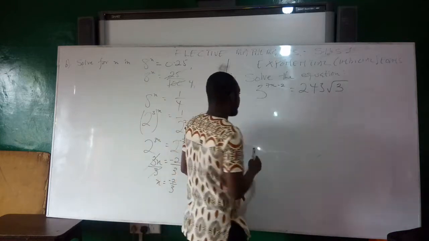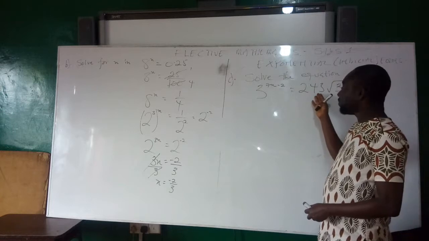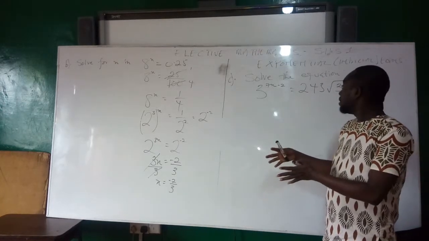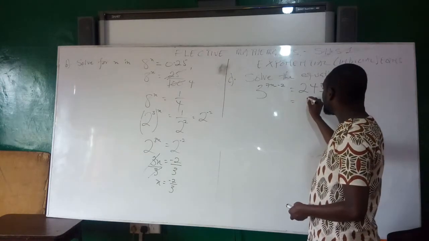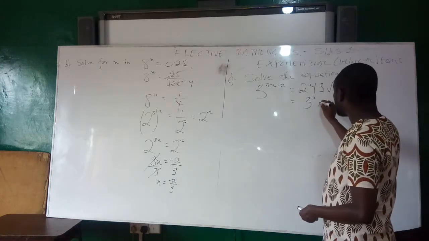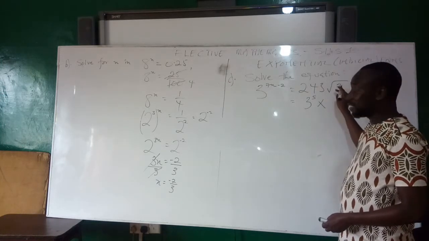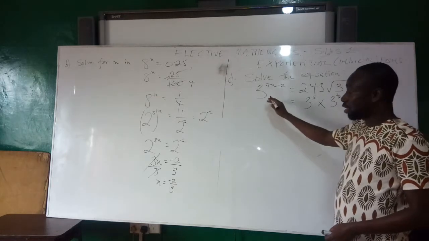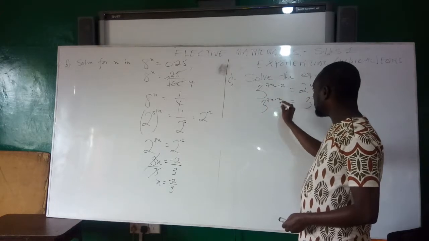Okay, so we have a base of 3 here. We also have 3 here. So definitely we need to convert the 243 to get a number with a base of 3. Now 243 is the same as 3 raised to the power 5. Now, we know that the square root is a fractional index, so you write this as 3 exponent 1 on 2. Then we bring the right hand side here, so you have 3 exponent 7x minus 2.